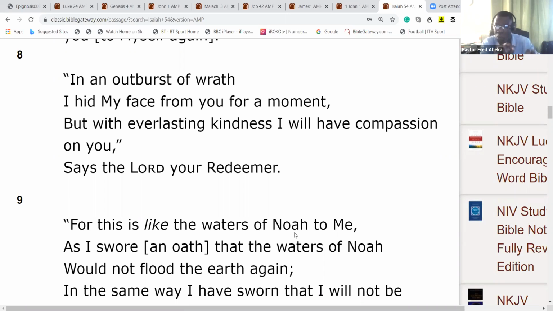Let me deal with that. In an outburst of wrath? That means he's not under control. Do you understand the word outburst? You were influenced. You had no control. So God is out of control.